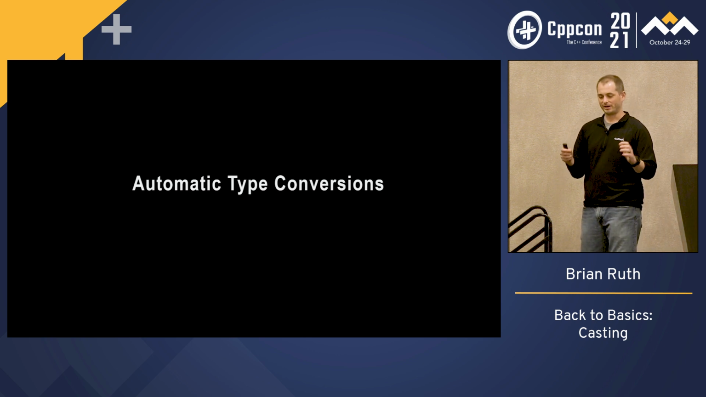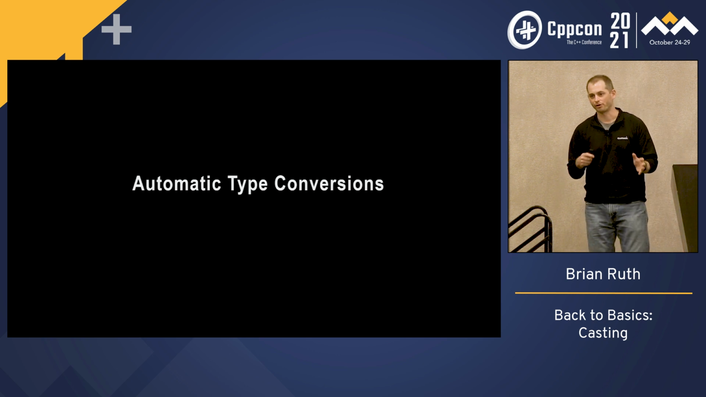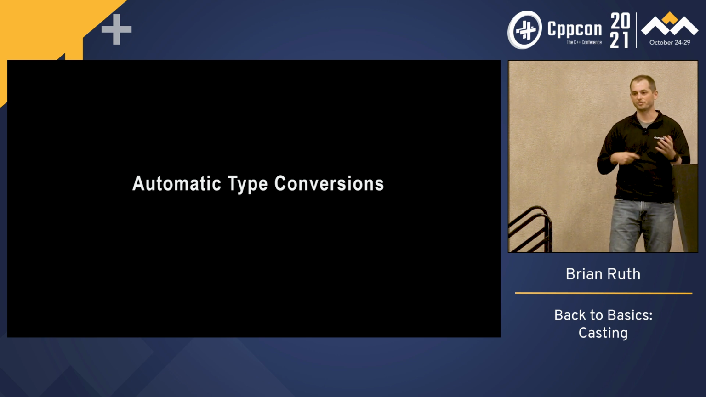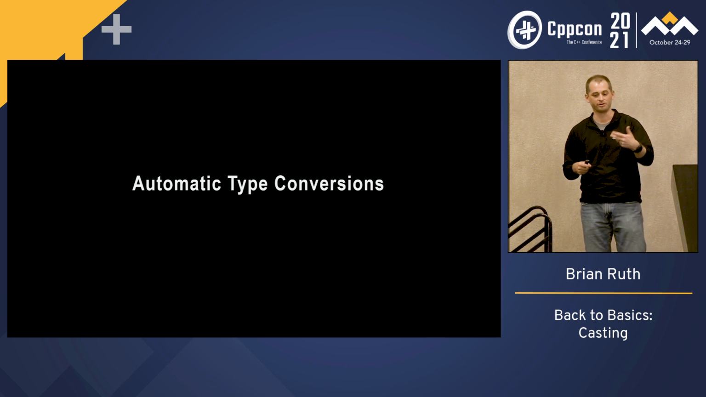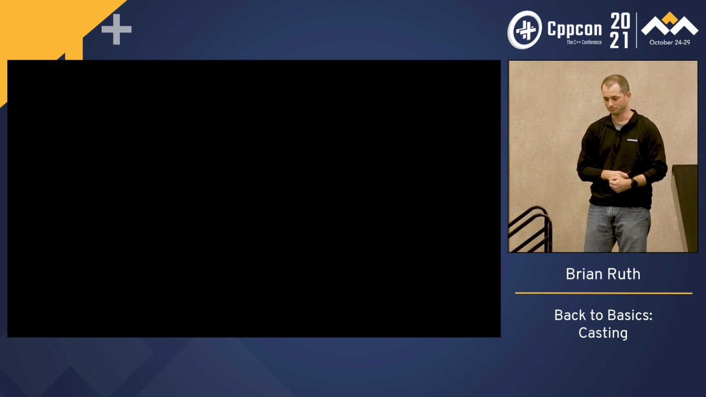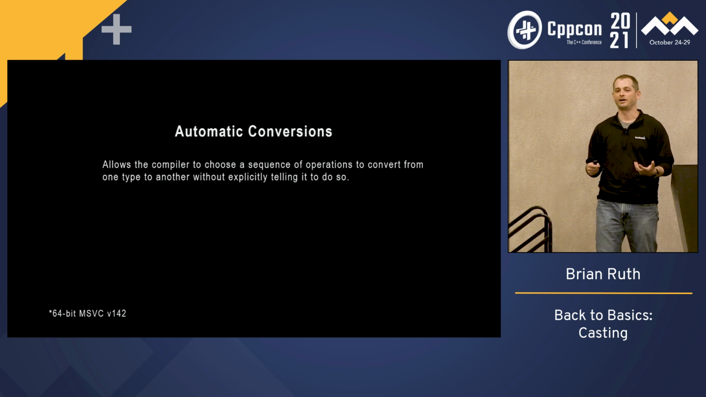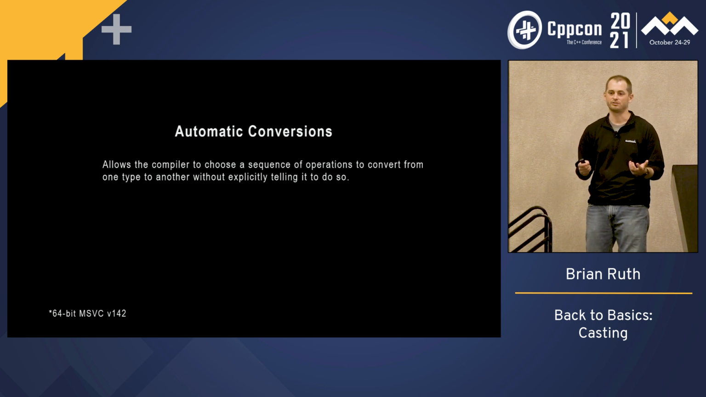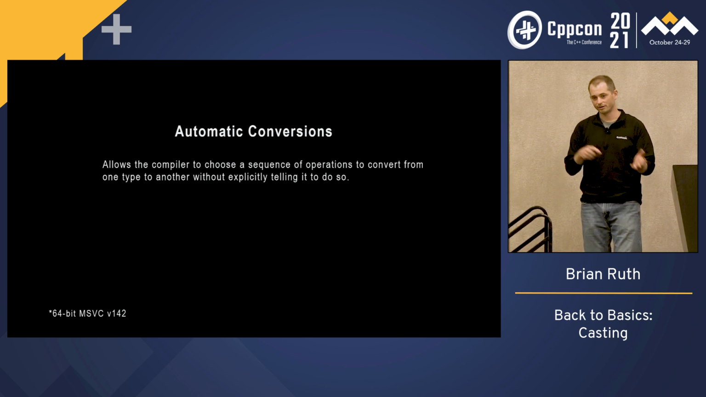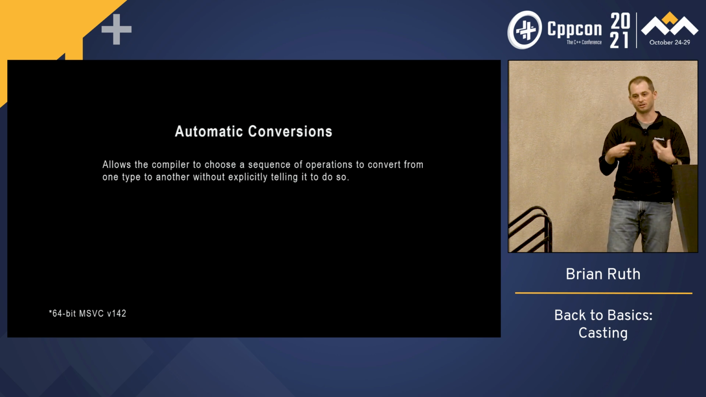So I'm going to talk a little bit about automatic type conversions that the compiler does for you. It's not the purpose of this talk, but a little bit of background is going to be useful for understanding what's going on with casting. Automatic conversions essentially allow the compiler to perform a sequence of operations to convert one type to another without you explicitly telling the compiler to do it.